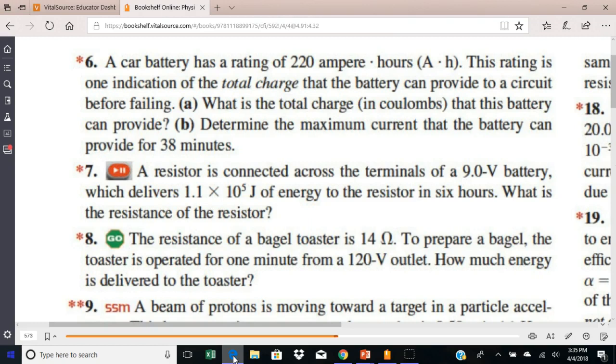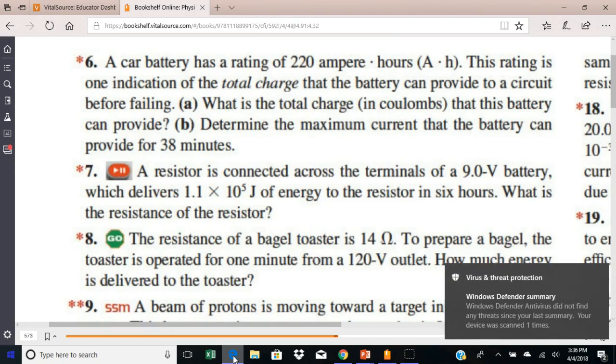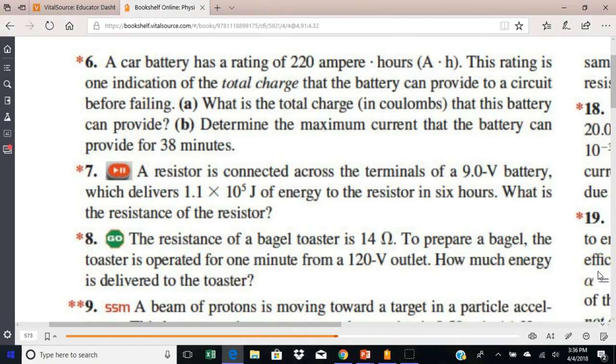Let's look at one more example here. Let's look at number 7. You have a resistor connected across the terminals of a 9-volt battery, and it delivers 1.1 times 10 to the 5th joules of energy to the resistor in 6 hours. What's the resistance of the resistor?